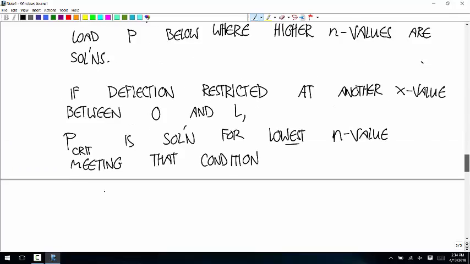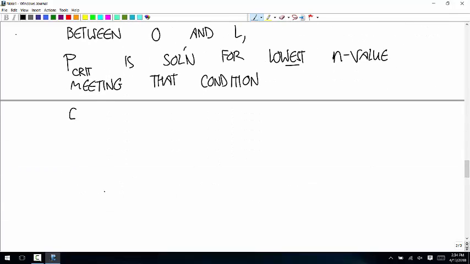Okay, so here's an example with those two. So let's say we have these two cases. Both of them are pinned at the ground, and pinned at the top.